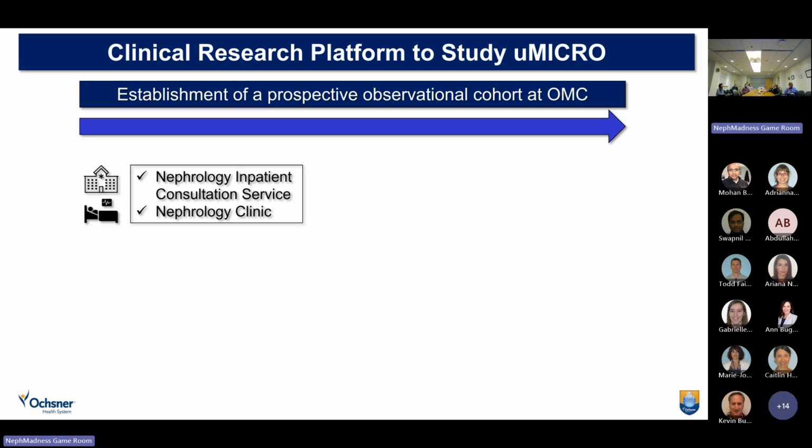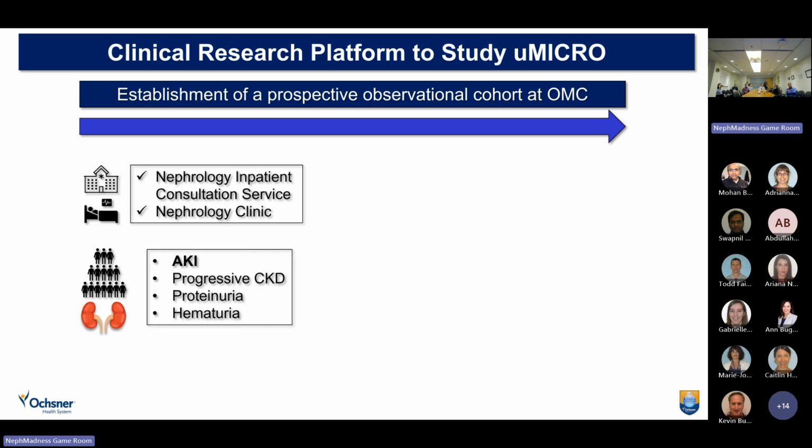Oxford Medical Center, we have established a prospective observational cohort where every patient that is seen in the consultation service in the hospital or in clinic, and that the clinical team decides to conduct microscopy on, we collect that patient's clinical data and urinary microscopy. We don't randomize patients to this. This is sort of a standard of care, and the causes of assessment or consultation are AKI for the most part, but in some cases progressive CKD, proteinuria, and hematuria.